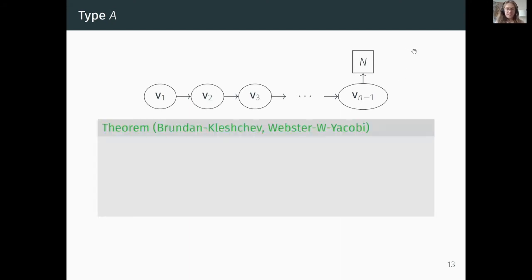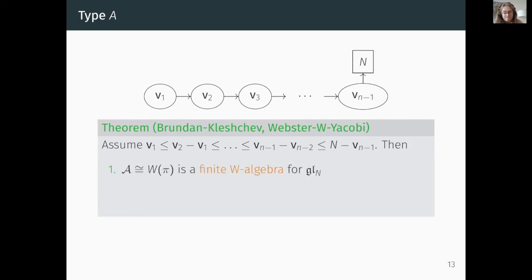Then we have this theorem, which is a combination of very famous work of Brundan and Kleshchev, and we've been able to use that with myself, Ben Webster and Oded Yacobi. We have to make an assumption, which is dominance, which says that there are certain inequalities on these dimensions. Here they are. Then it says that the Coulomb branch is the finite W-algebra for GL_N. I'm not going to say what the finite W-algebra is, but it depends on a partition. That partition is coming from this data.